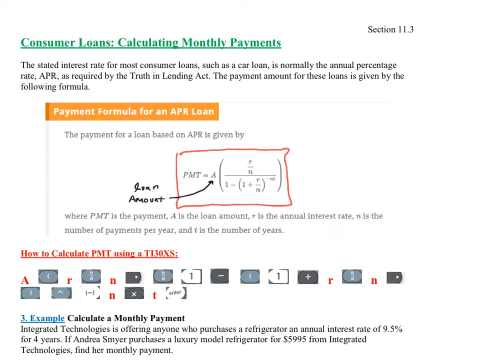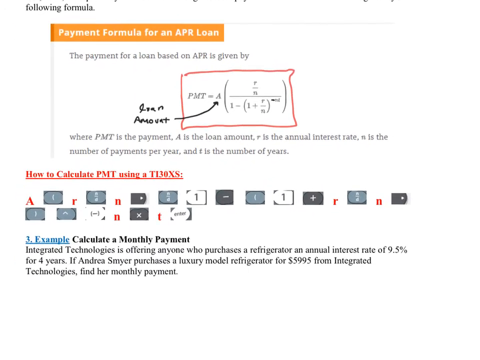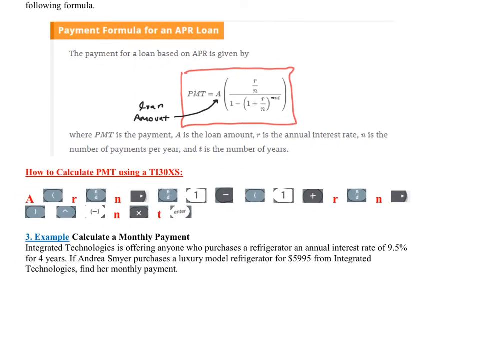R is your interest rate as a decimal, N is your compounding periods, T is your time in terms of years. Nothing has changed in that. I do also want to emphasize in this formula, this is a negative sign in the exponent. Do not use the subtraction symbol. Make sure you use the negative sign. So this is the formula: PMT equals A times the quantity R over N, all over 1 minus, in parentheses, 1 plus R over N, raised to the negative NT. Yes, it is a mouthful. Yes, it is a pain, but it's really truly no different, just extra buttons to push onto our calculator.